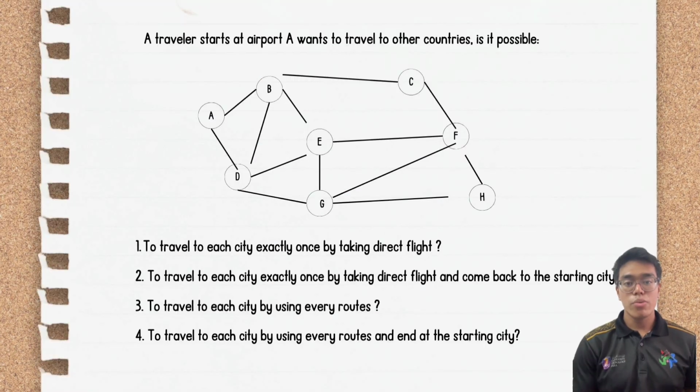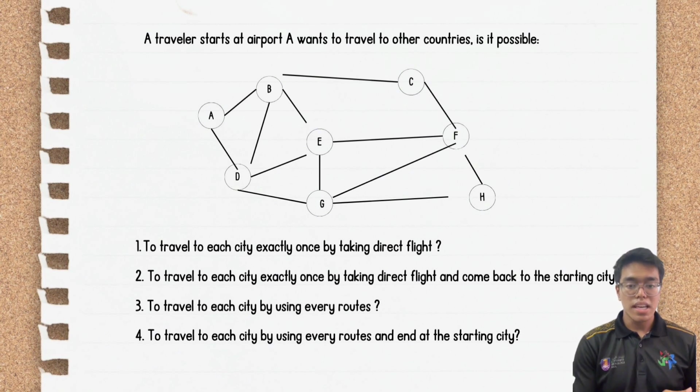So let's start with question 1. Is it possible to travel to each city exactly once by taking directed flights? So we are talking about visiting exactly once. Is it actually a Hamiltonian path? It means you need to visit each vertex without revisiting a vertex you have already traveled.